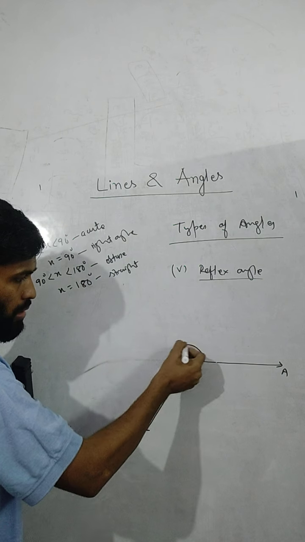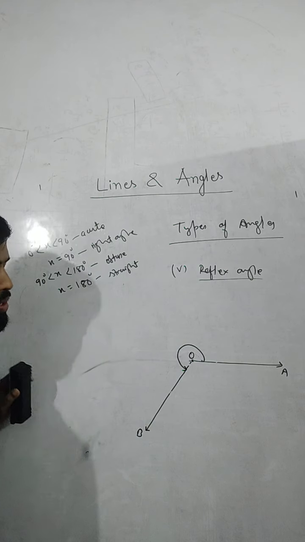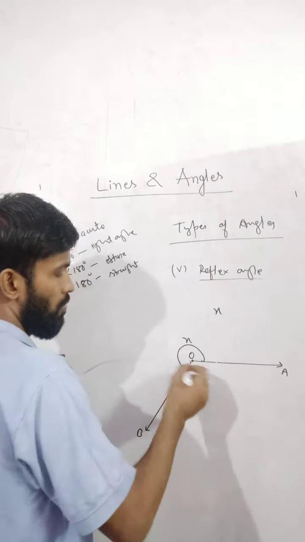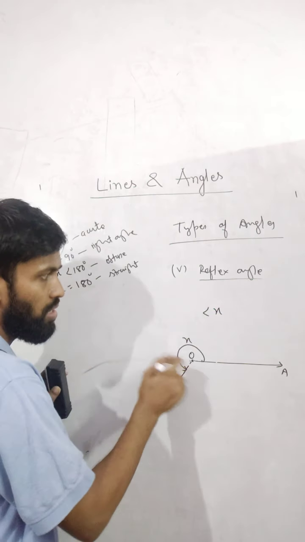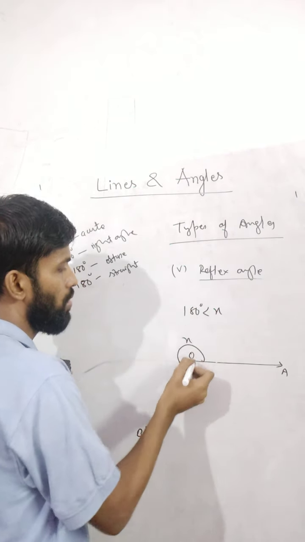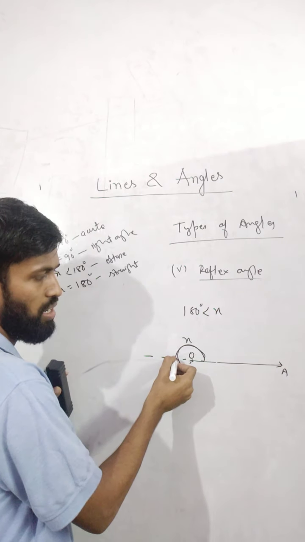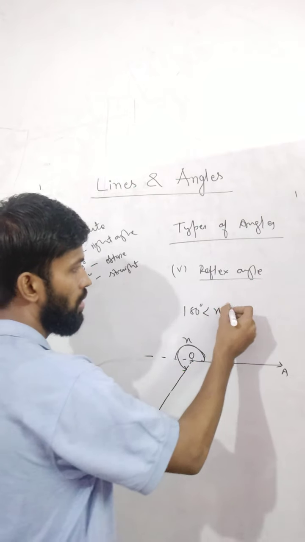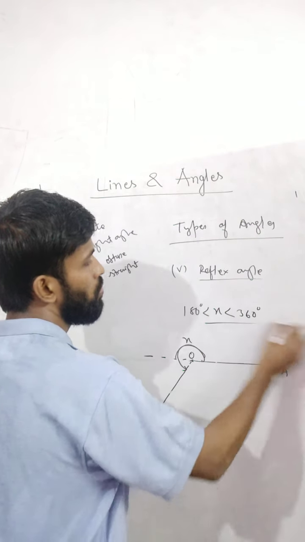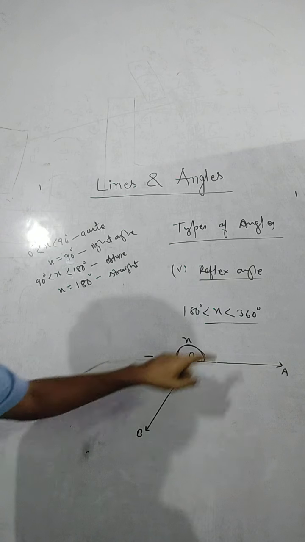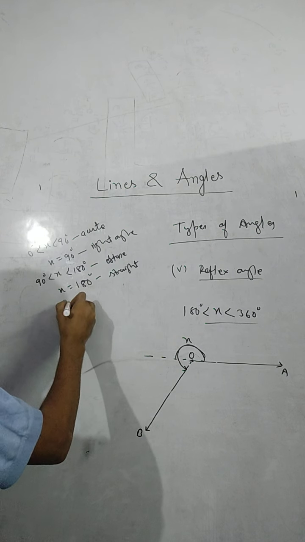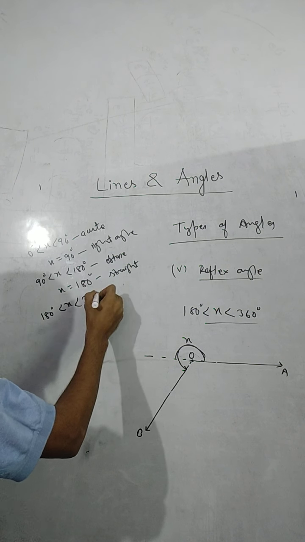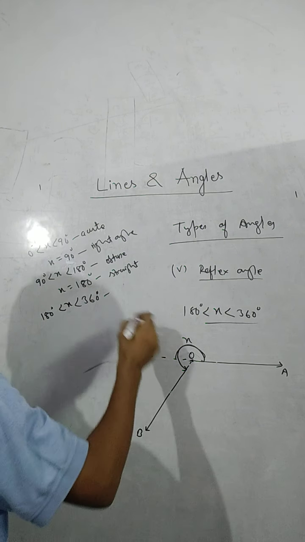So now this angle is what? If I represent this with x, then x, if we measure this, would be greater than 180 degree. It is very obvious because up to here it is 180, so obviously this is more than 180, but how much it is? Whatever it is, it is less than 360 degree, right? So this is a reflex angle. So if x is more than 180 degree but less than 360 degree, this is a reflex angle.